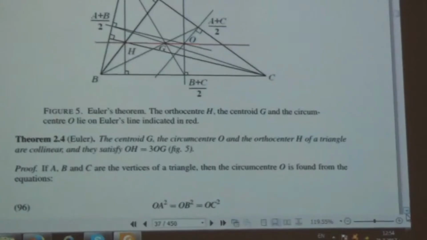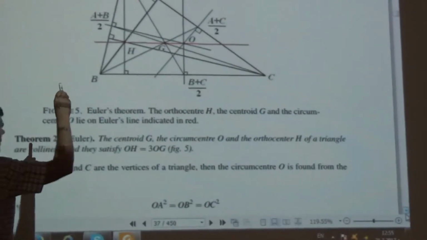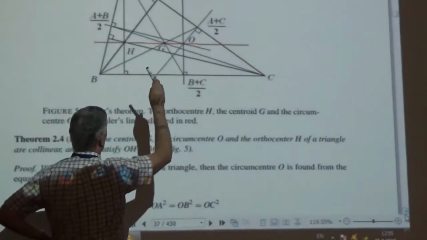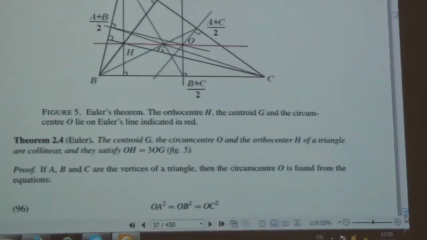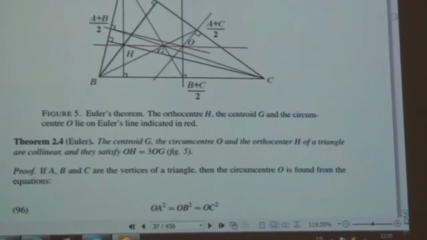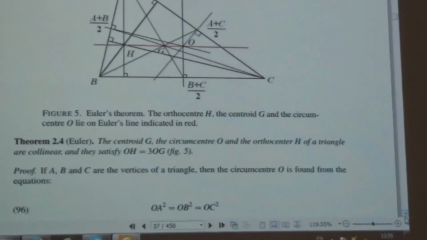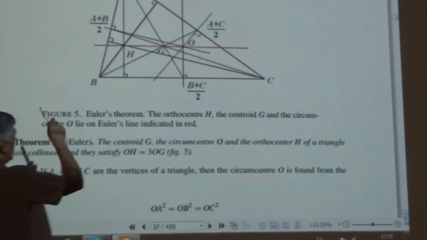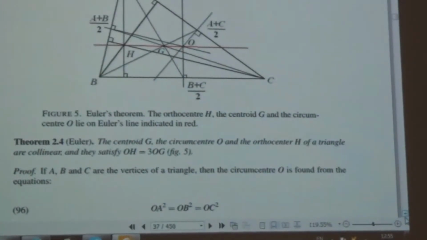For instance, we have here Euler's theorem. We know the qualitative proofs that the centroid, the orthocenter, and the circumcenter are collinear. But which is the direction of the Euler line? How can we compute the direction of this line? If I know B, C, A, the coordinates, can I compute the direction of the line? Only in geometric algebra. And the result is here also.